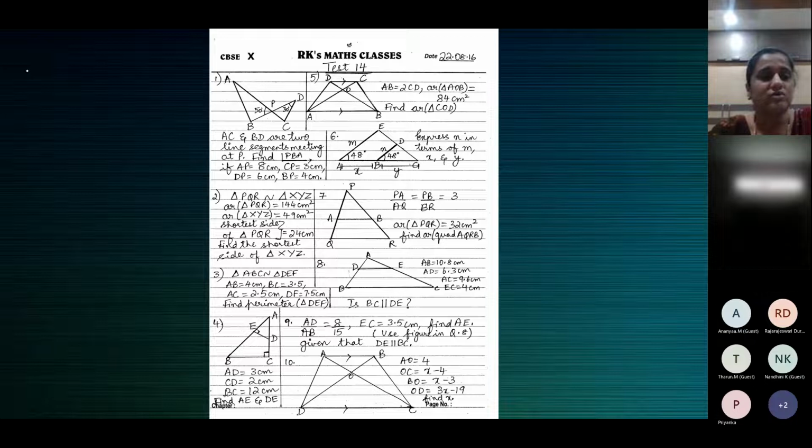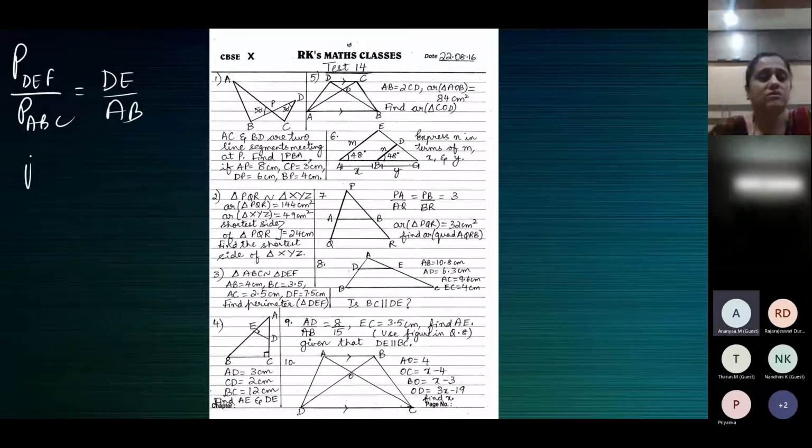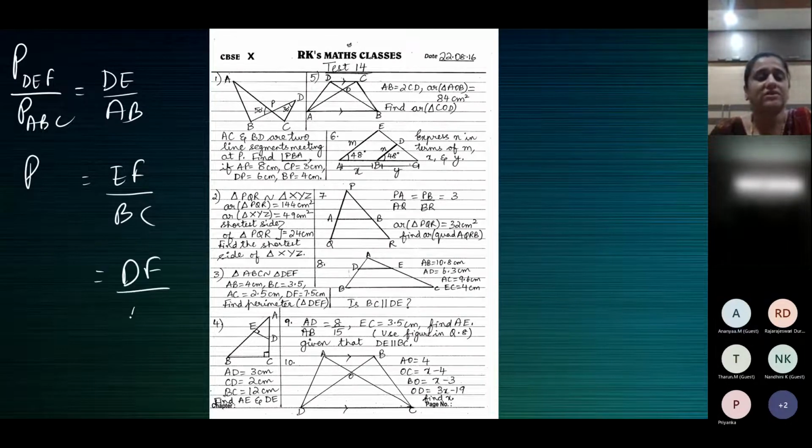Okay, let me ask you now. So supposing I write perimeter of DEF by perimeter of ABC is equal to what, children? Tell me all the three options available. Don't waste time. Come out with the answer. DE by AB, or EF by BC, or DF by AC. Thank you.